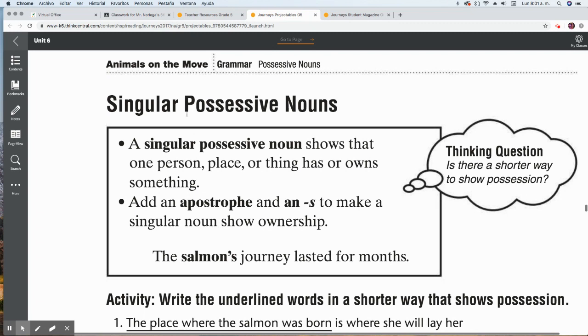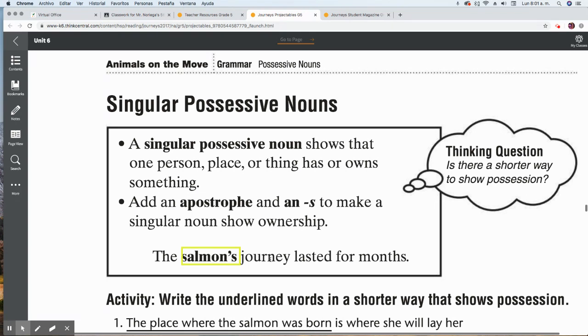What is a singular possessive noun? A singular possessive noun shows that one person, place, or thing has or owns something. Add an apostrophe and an S to make a singular noun show ownership. Example: the salmon's journey lasted for months. So this would be the singular possessive noun. We use an apostrophe and an S at the end of the noun to make it a possessive noun. This word is showing that the salmon owns the journey.